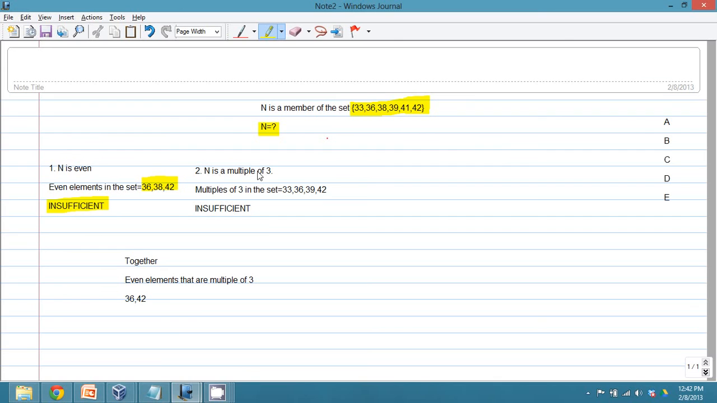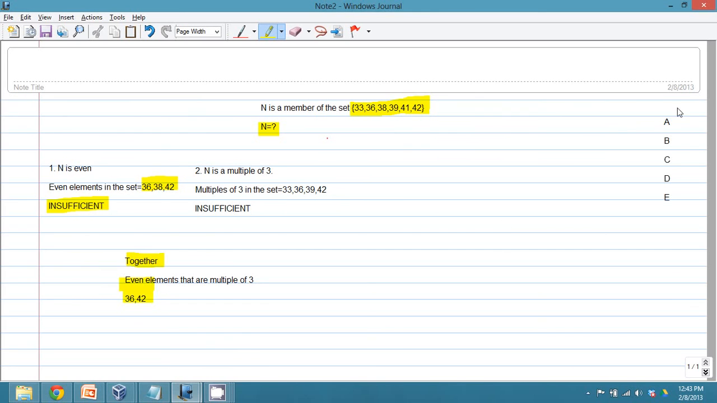Now n is a multiple of 3. Multiple of 3 in the sets. In this set, there are 3 elements: 33, 36, and 42, and also 39 actually. So this is insufficient. When you take them together, luckily in this one, you still see even elements that are multiples of 3. You have to take both of the criteria into consideration. So even elements that are multiples of 3, you still see 2 values, 36 and 42. Since there are 2 values, this is also insufficient.